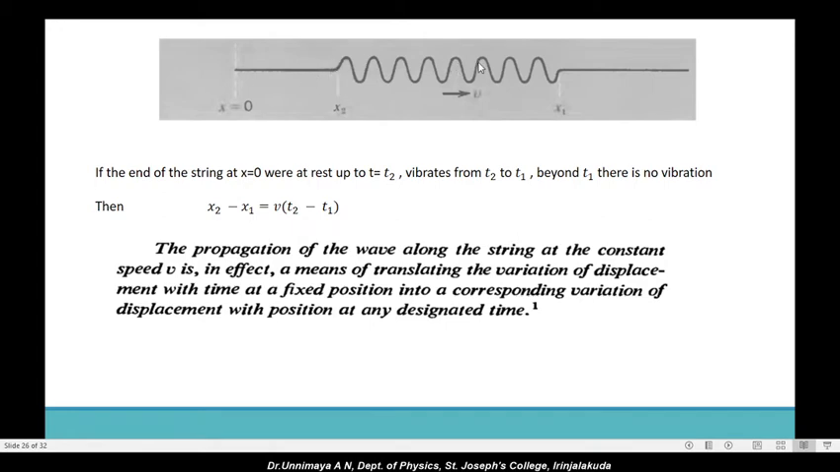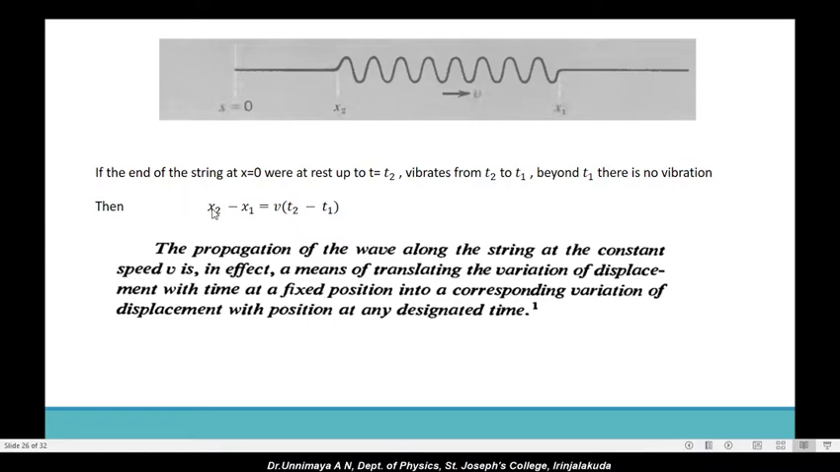From x2 to x1 the string undergoes vibration. In this region x2 to x1 the string is vibrating, and beyond x1 again the string is at rest. Consider the situation where the string is at rest from x equal to 0 up to x2, corresponding to time t2, and from x2 to x1, corresponding to the time t2 to t1, the string vibrates. Again beyond x1, that is beyond the time t1, where t1 is the time corresponding to x1, there is no vibration.